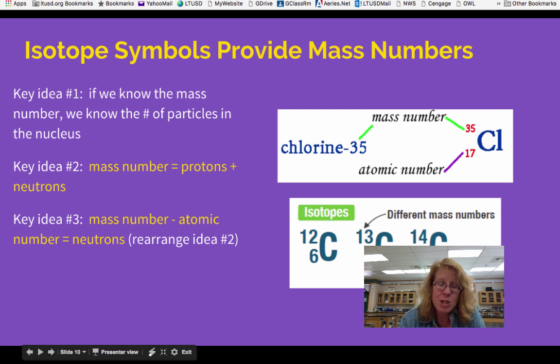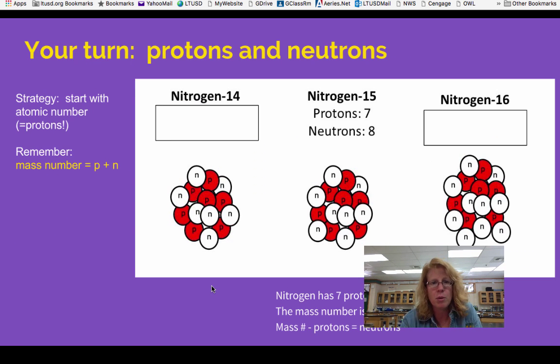Same thing here. If I've got 6 protons and 13 things in the nucleus, that means those must be 7 neutrons. And then the last one on the right, that 14, protons plus neutrons, is 14. 6 of those things are protons. That means 8 of them have to be neutrons. So it's a little bit of a subtraction, but it can be a trick if you're not comfortable with it.